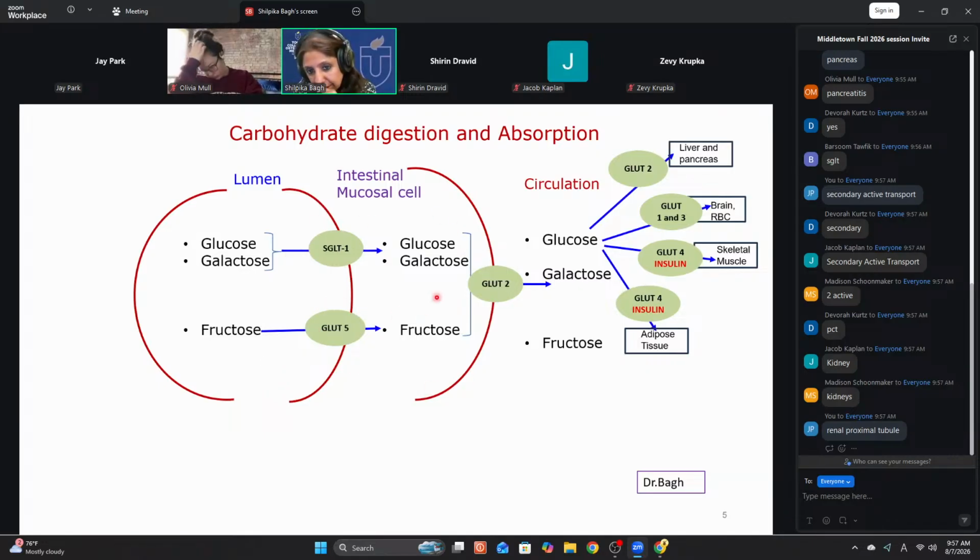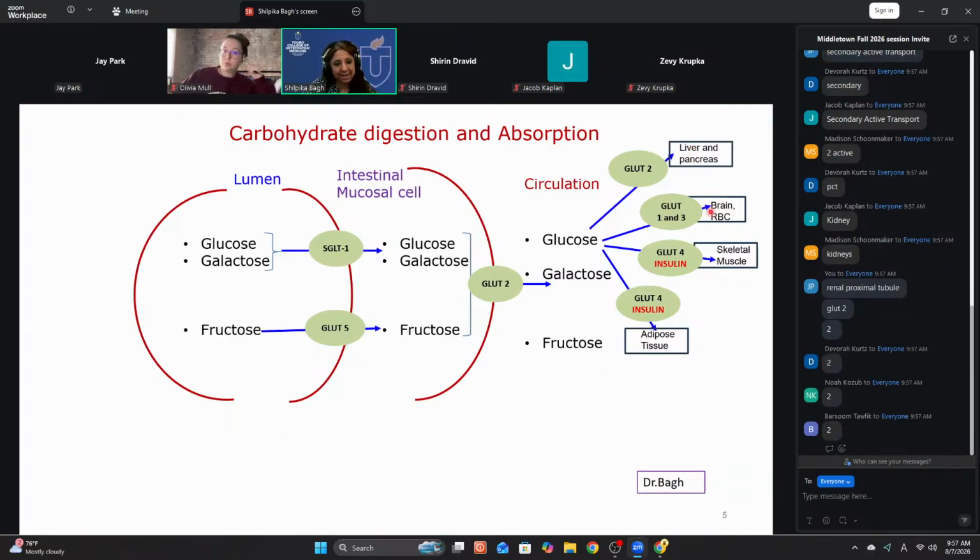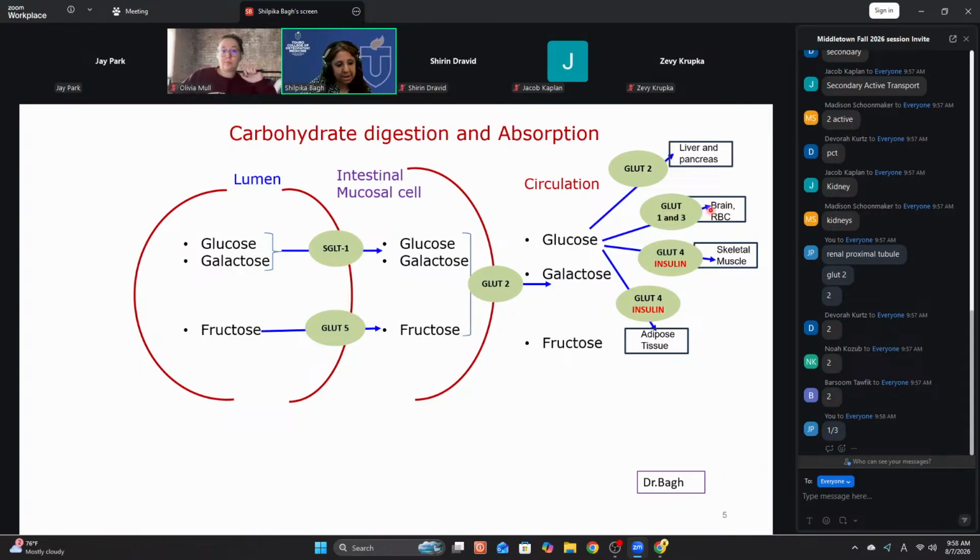Who is pushing all these sugars into the circulation? Which transporter is pushing all the sugar into the circulation? GLUT2, so they are specific. And then in the peripheral tissue, do you remember which is liver and pancreas? Who's pushing sugar in liver and pancreas? GLUT2 or 1 and 3? Liver and pancreas, 2. Brain and RBC, 1 and 3.